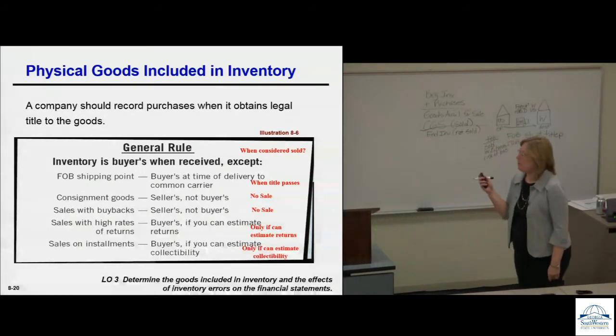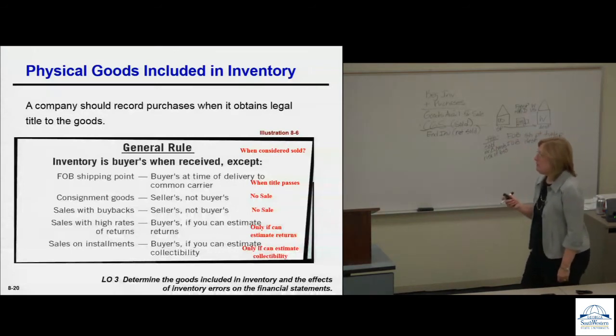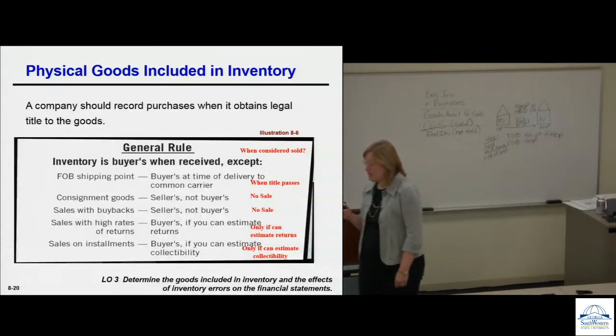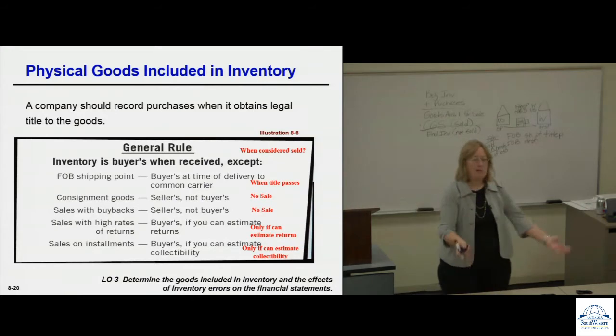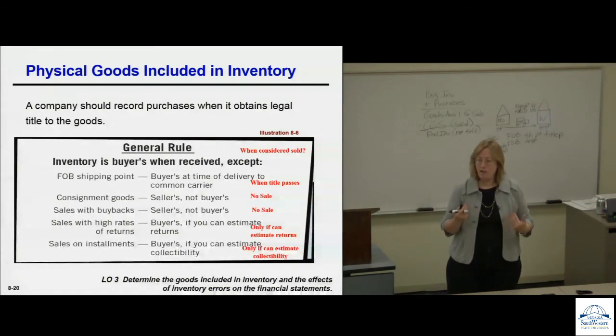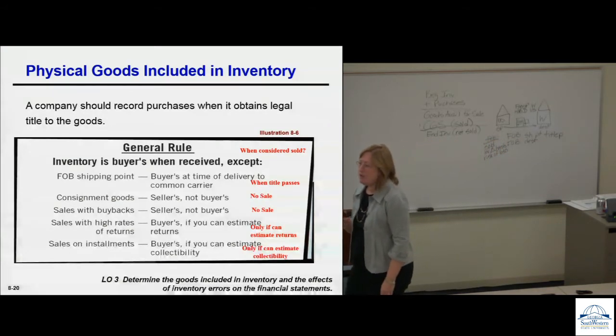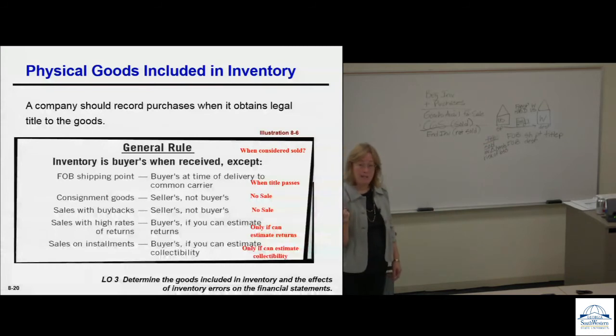Now, sales with buybacks. Now, this is a weird situation where a company might say, here, let me sell this to you, and I promise to buy it back on January 15th. Let me sell you this big stack of stuff, and you buy it, and I'll buy it back on January 15th. Angela, how does that sound to you? Yeah, what's the point, right? What's the point of that? Why would you say to somebody, will you buy my stuff and then I'll buy it back January 15th?